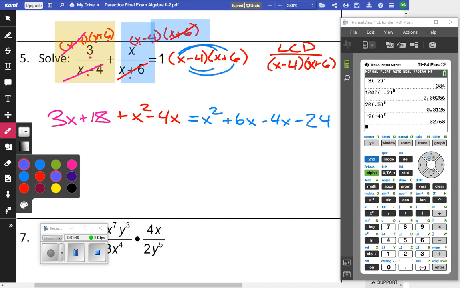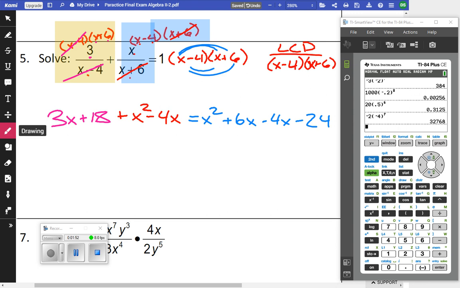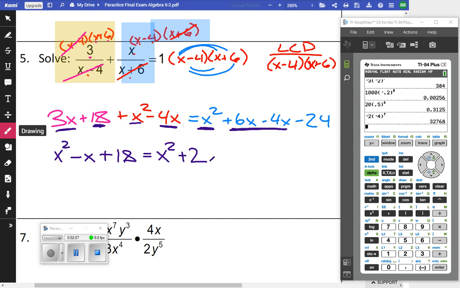I'm going to combine some like terms. You can do this at different paces. I'm going to write out some like terms here before we do anything else. So I've got x squared. This and that gets me minus x plus 18, all equal to x squared. Those things together get me plus 2x minus 24.